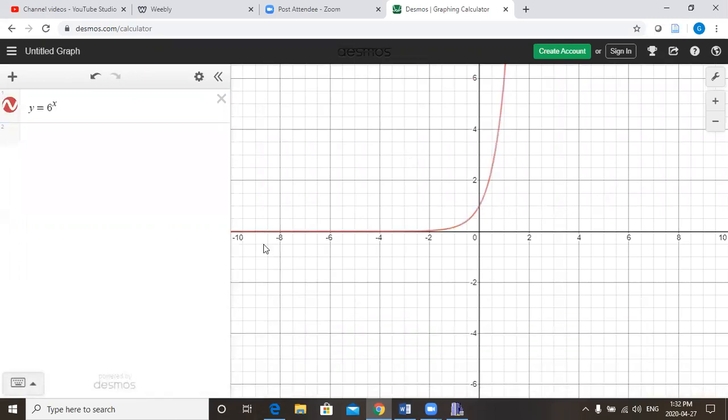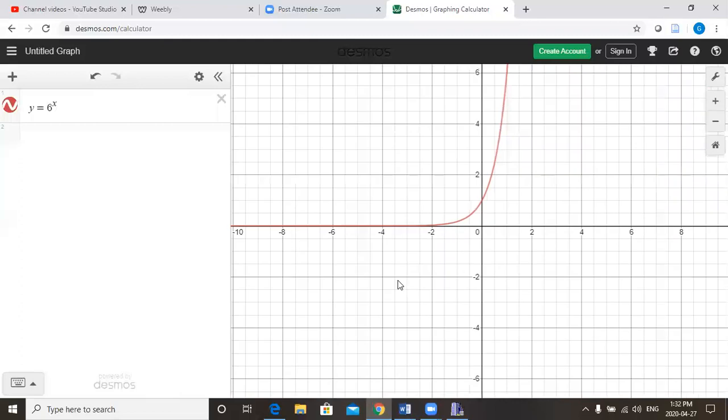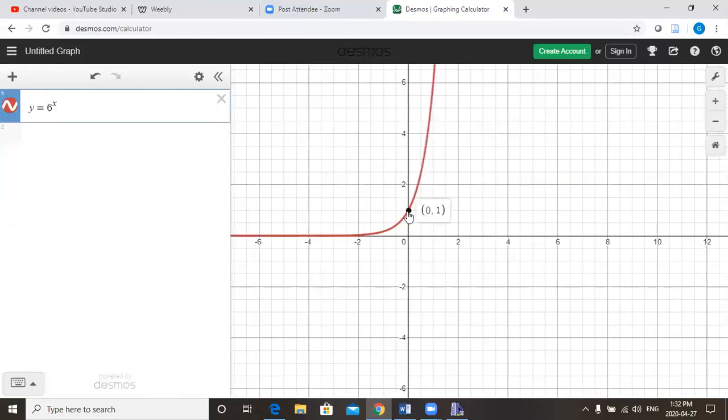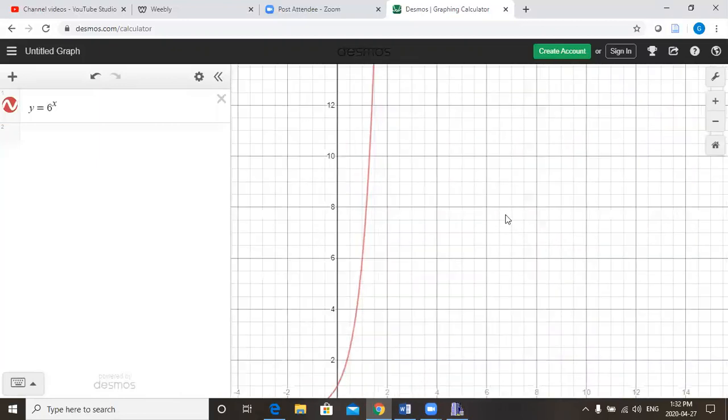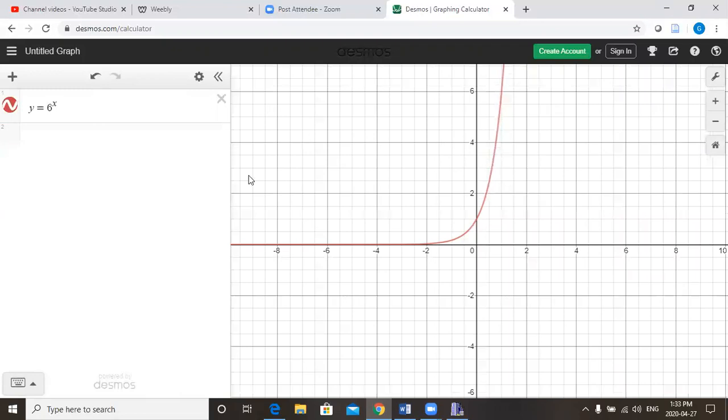And you can see here that the graph approaches 0, the x-axis, as we go to the left, and then it swings up, and it has a y-intercept of 1. And then we can see that it increases. It goes from quadrant 2 to quadrant 1, and you'll notice it does not go below the x-axis. So the y values are not negative.